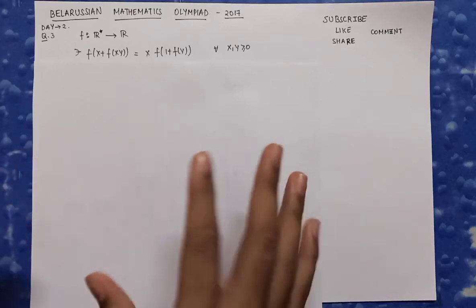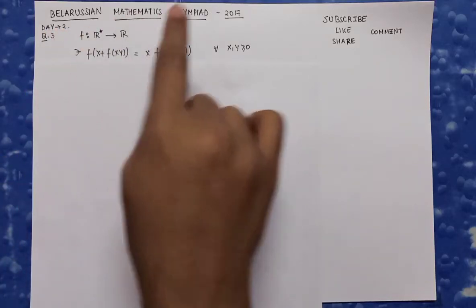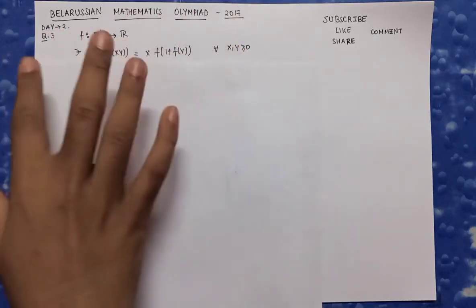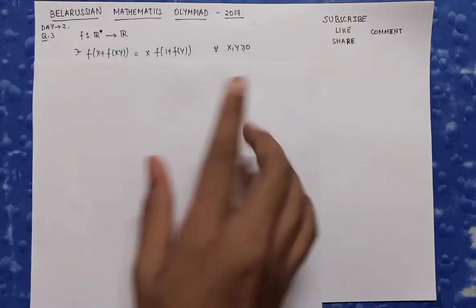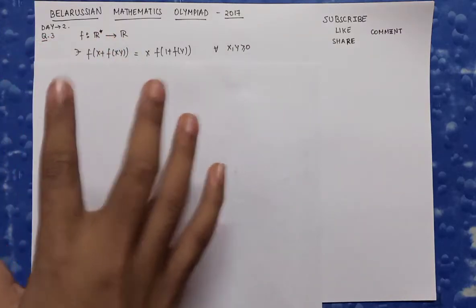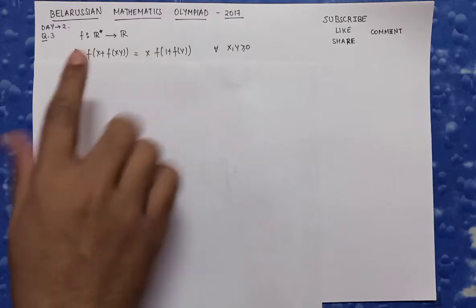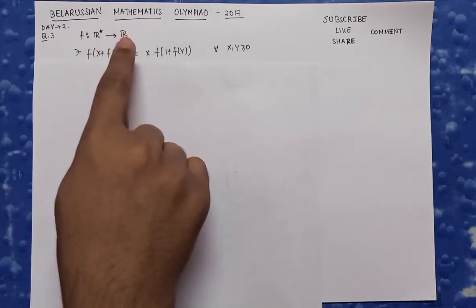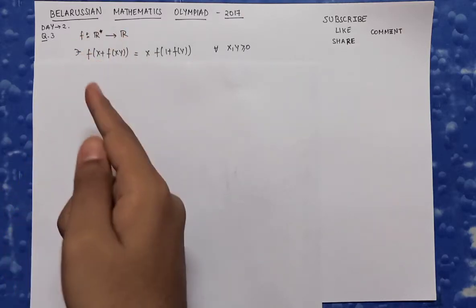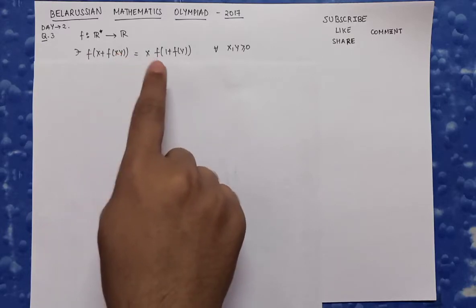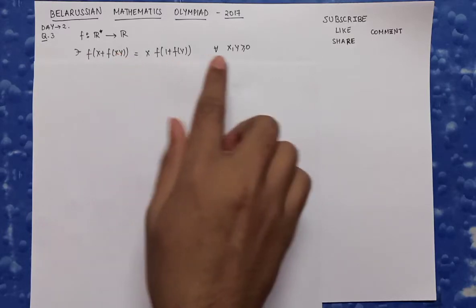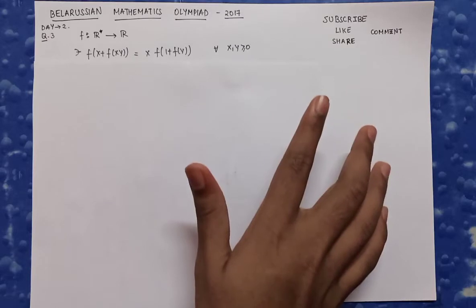Hello guys, today we are going to solve a Belarusian Mathematics Olympiad 2017 problem number 3, which was asked on day 2. The question was from the functional equation chapter. The functional equation was a mapping from all reals to all reals such that f(x) + f(xy) = x f(1) + f(y) for all x, y greater than or equal to 0.